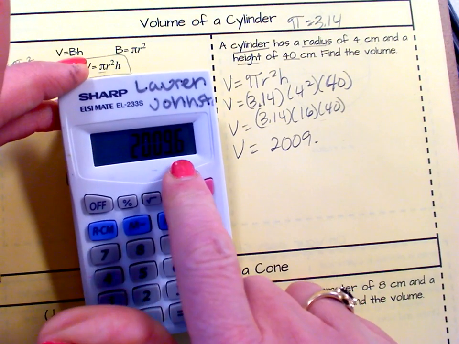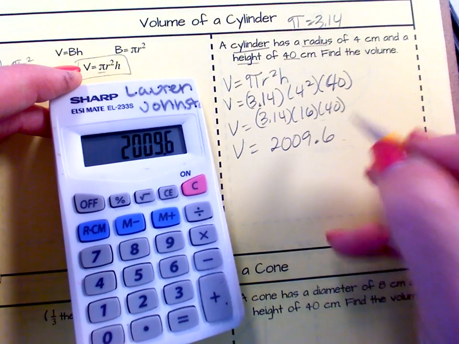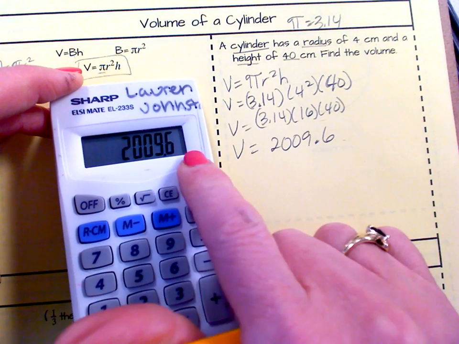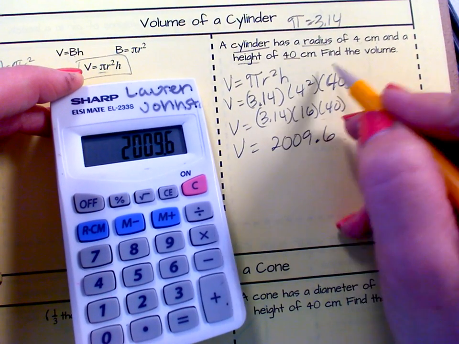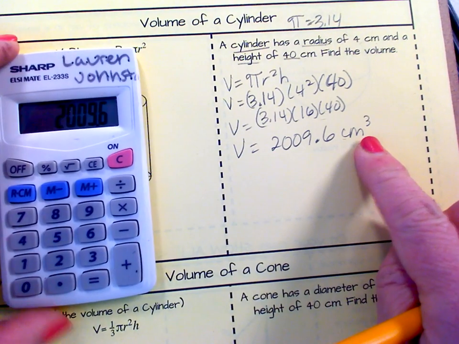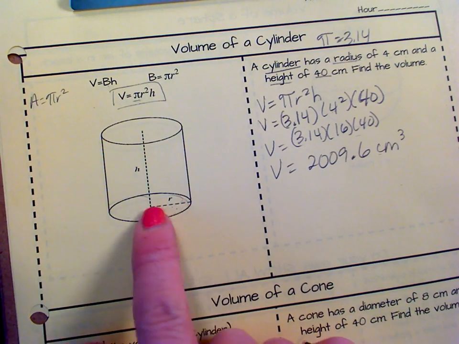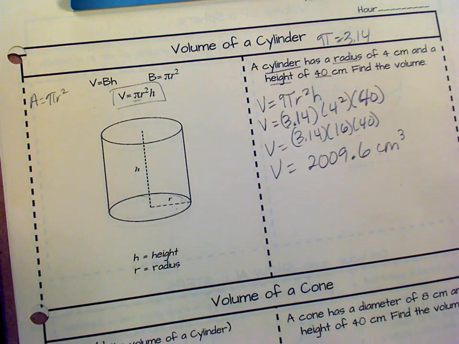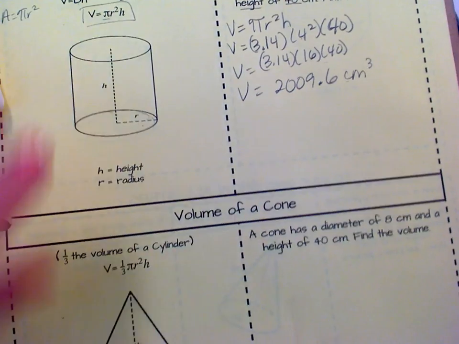Notice it's 2009 and 6/10. I don't know if you can see that. That's fine. I want you to round to the nearest hundredth if it goes further, but that one just drops off at tenths. And then centimeters cubed. Volume is always cubed. It's 3-dimensional. Area would be 2-dimensional, and if you need to find the radius, that would be 1-dimensional. But volume, when you find it, is always cubed. Okay, so that's your cylinder.